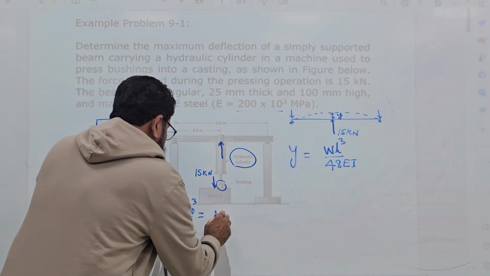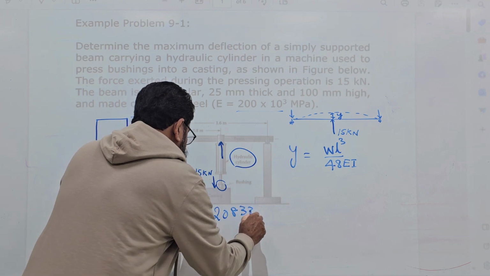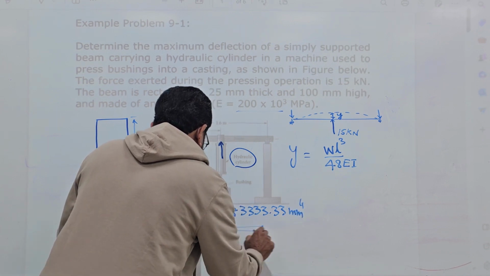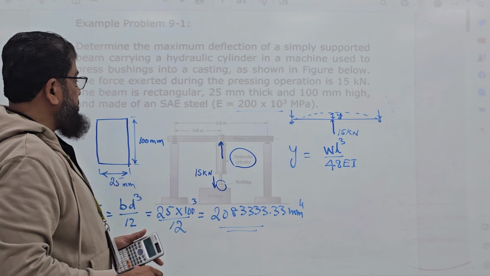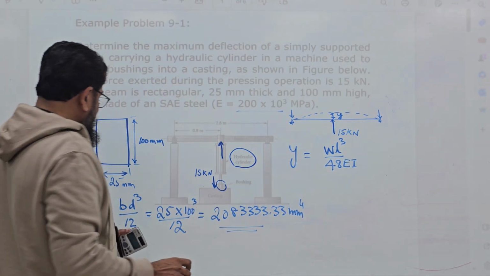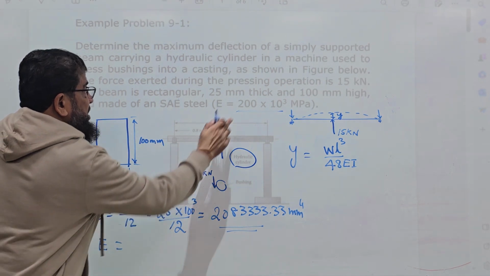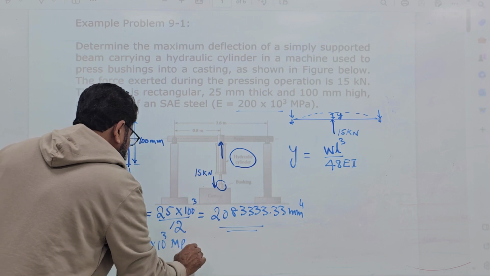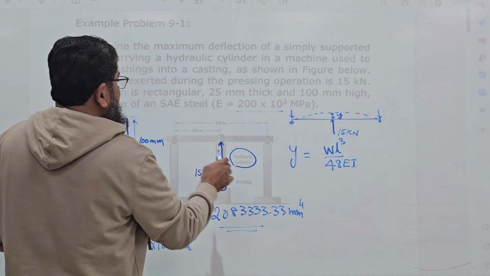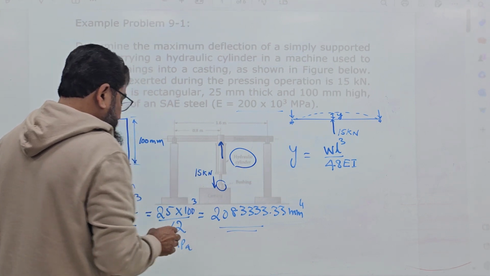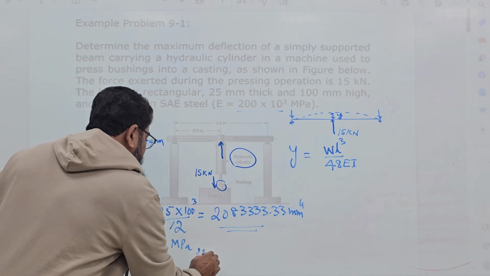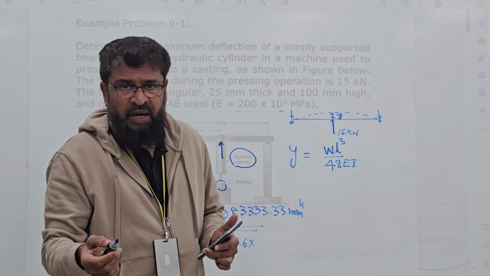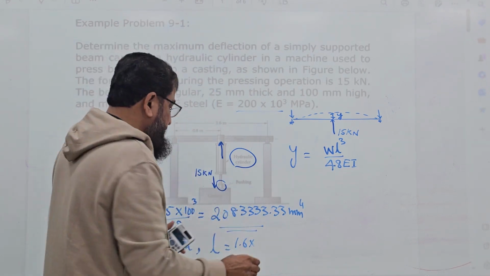So I have this as 2083333.33 millimeter to the power of 4. It's a long number because to the power of 4 is there. So I is done. Now the value of E is given. The value of E is 200 into 10 cube megapascal. So what is L? L is 1.6 meters. So please convert this into millimeters. L will be equal to 1.6 into 100 to convert meters to centimeters and then another 10 to millimeters, that is another 10 cube millimeter.